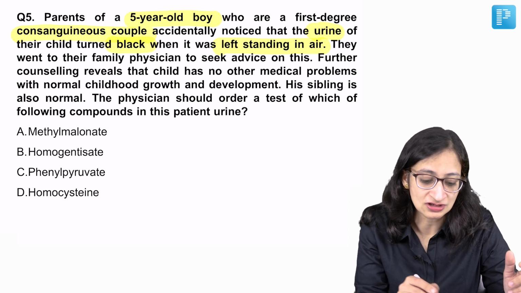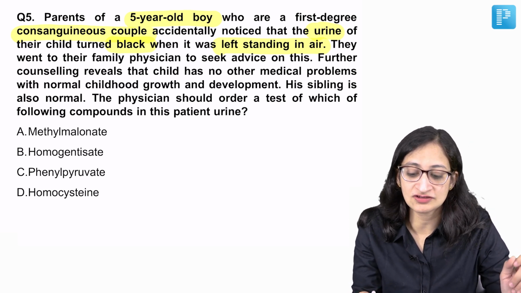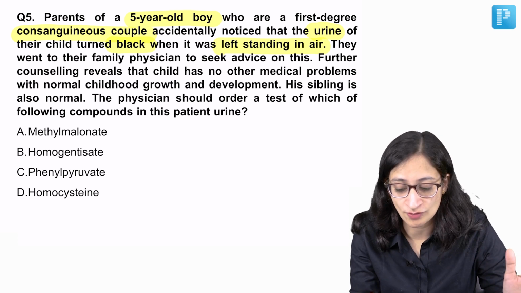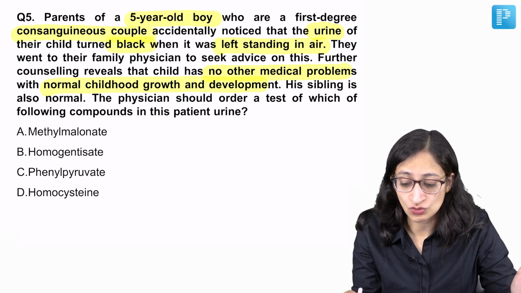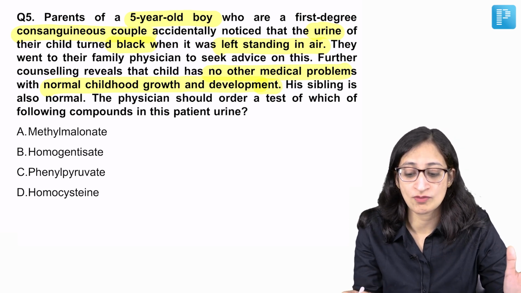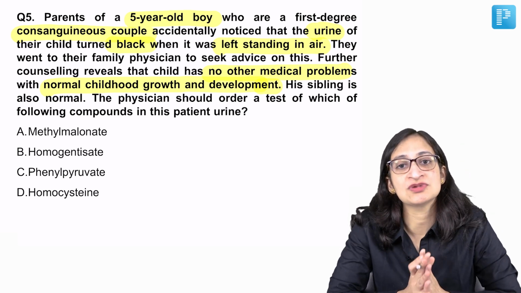Let's complete the question. They went to the family physician to seek advice on this, and further counseling revealed that the child has no other medical problems, right? With normal childhood growth and development. So what are we dealing with? His sibling is also normal. The physician should order a test of which of the following compounds in this patient's urine?